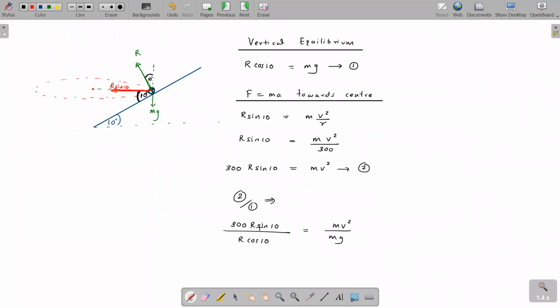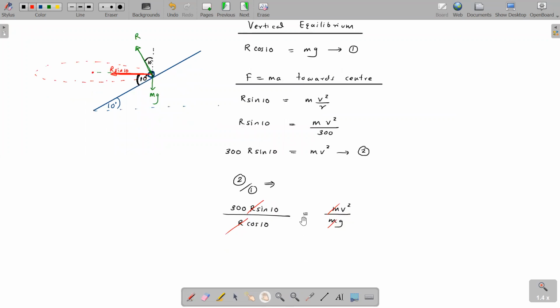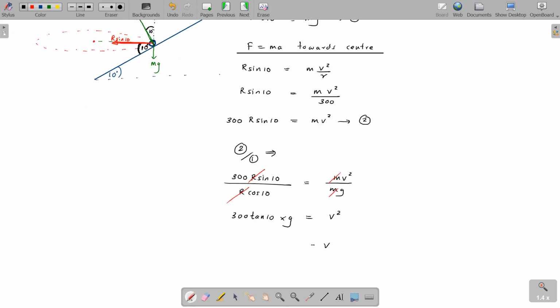So guys, you can see most of the variables cut out. R cuts out, m cuts out. So you have here 300 sine 10 over cos 10, which is tan 10. The g comes as a multiplication, times g equals v square. So v equals the square root of 300 g tan 10.